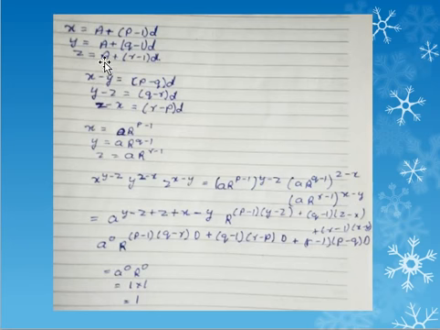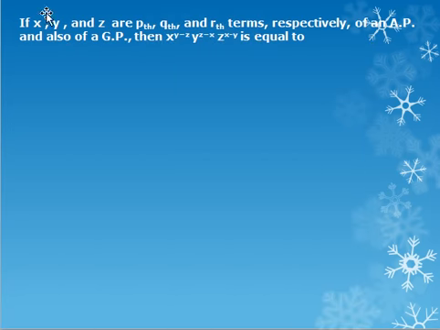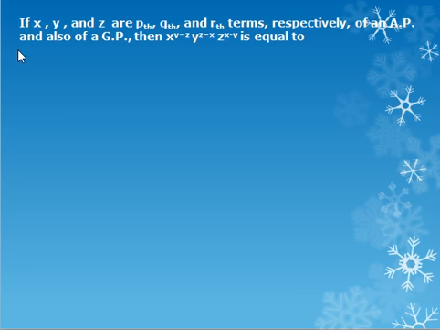So first, I have been told that x is the pth term in an AP. So I have written x as a plus p minus 1 into d, where a is the first term of our AP and d is the common difference. And again I have been told that y and z are the qth and rth terms respectively, so I have written those in the same manner too. Now in the question, this is what we're trying to find, right?